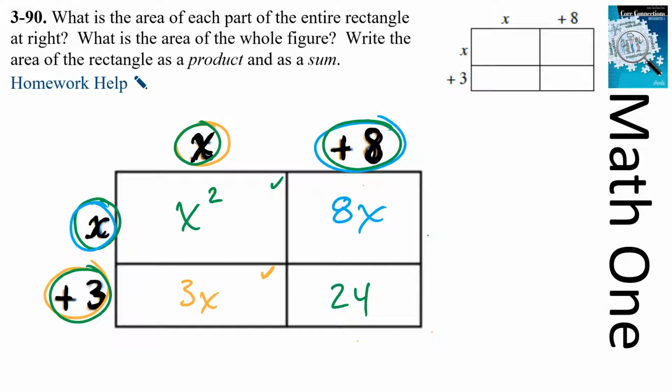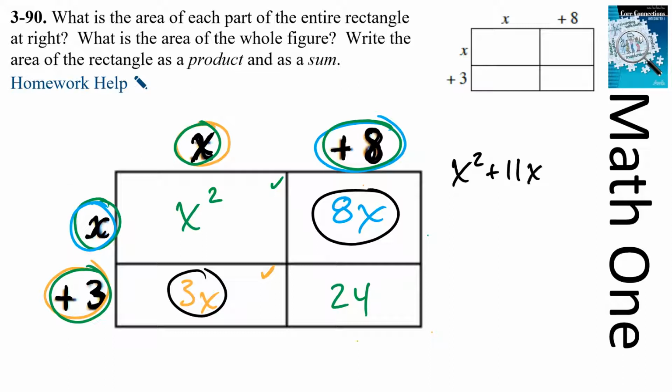So if I look at these parts, the area of all the parts is x squared plus 8x plus 3x and plus 24. I can combine two of these, right? 3x and 8x are like terms, so I can write them as one term. 3, 8, 9, 10, 11, it's 11x. So in simplified form, the area of the sum of all the parts would be x squared plus 11x, that's 8x plus 3x, and then plus 24.